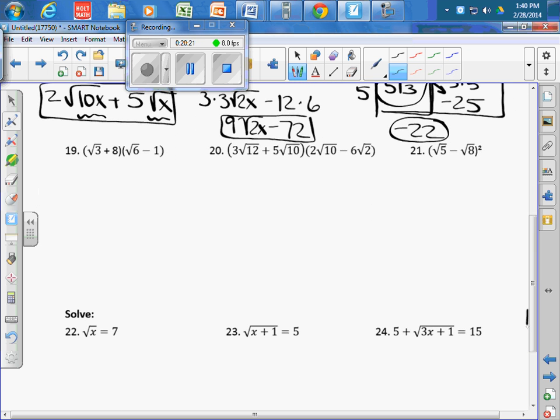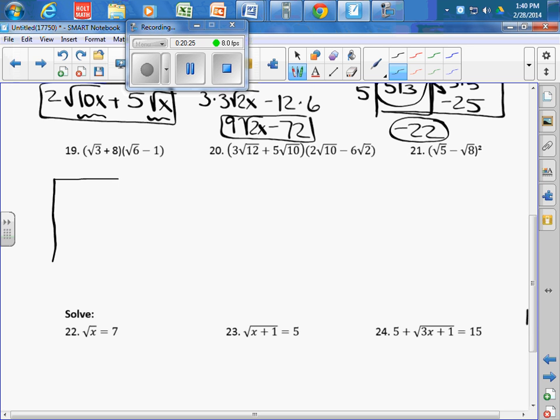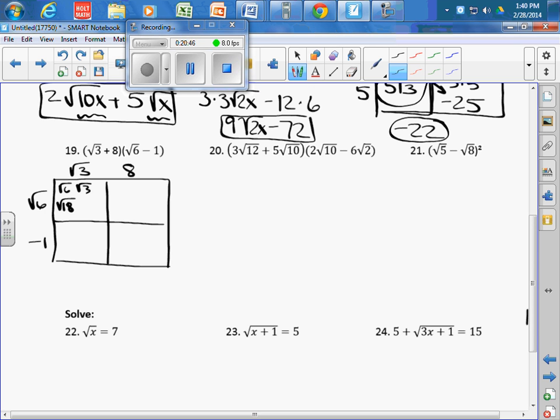Let's try it again on number 19. Draw your window panes. Radical 3, positive 8, radical 6, and negative 1. Radical 6 times radical 3 is radical 18, which simplifies to 3 radical 2.